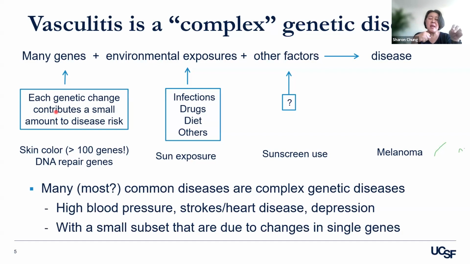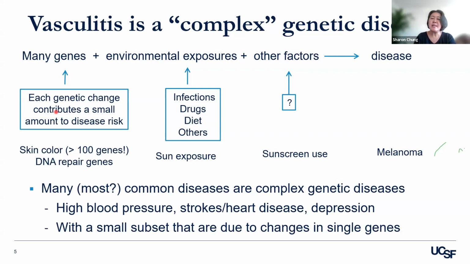But even within these diseases, there's a small subset of individuals who have these diseases that are due to a single gene mutation. So even amongst those with high blood pressure, there is a small group of patients who have high blood pressure because of changes in a single gene. And this applies to vasculitis as well. I'll go into that a little bit more.